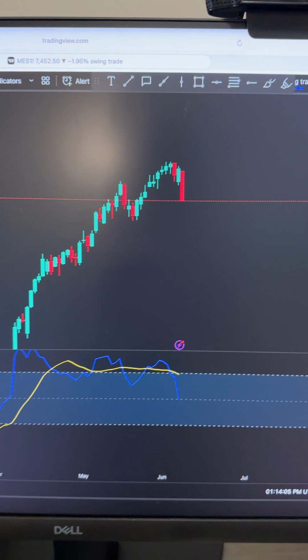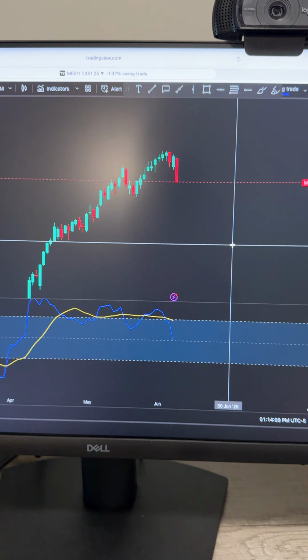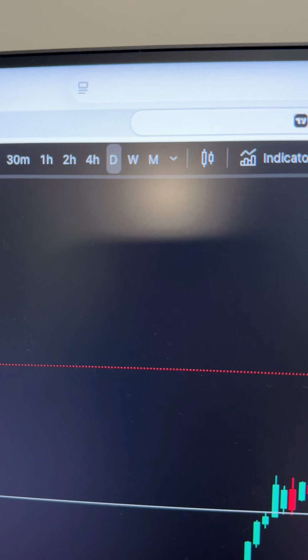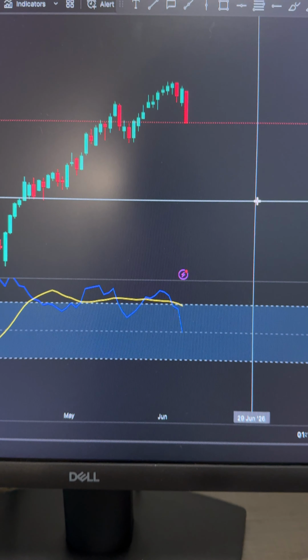What's up, y'all? I'm making this video for y'all because I want y'all to see what's going on. This is the daily time frame. When I say we need to be in alignment, that means you are looking from a higher time frame. Look how we're dumping on the daily.